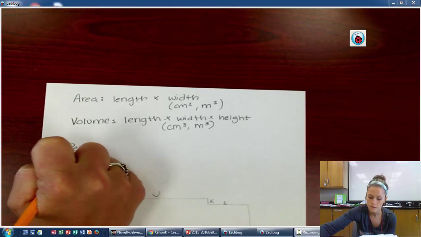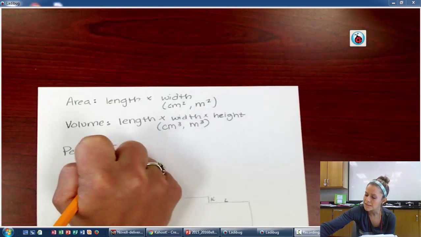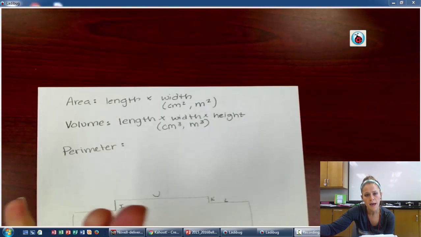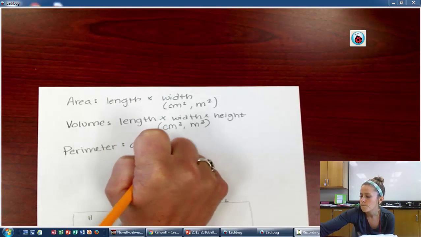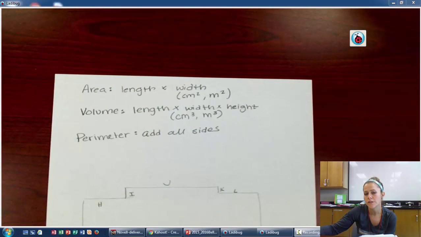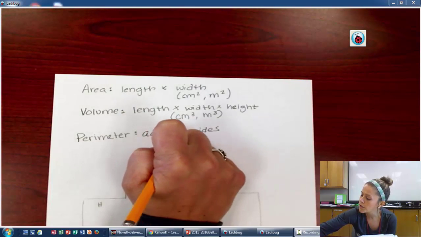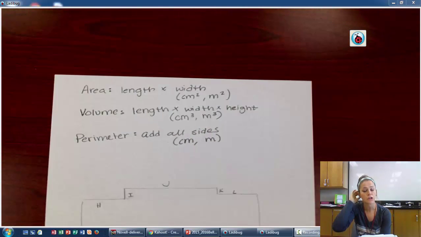Perimeter is the distance around our classroom, or around an object, so you would add all sides. Now, because we're adding all of our sides, our units don't have to be squared or cubed, so you're going to see your units in centimeters or meters. Make sure you include these inside of your work.